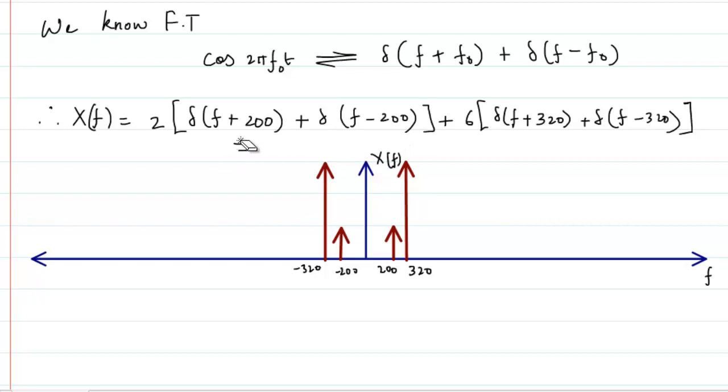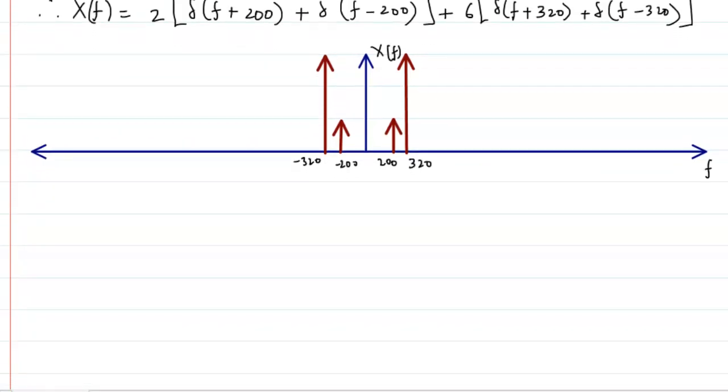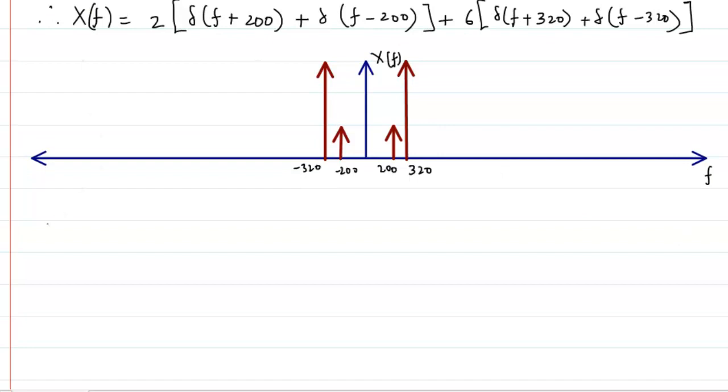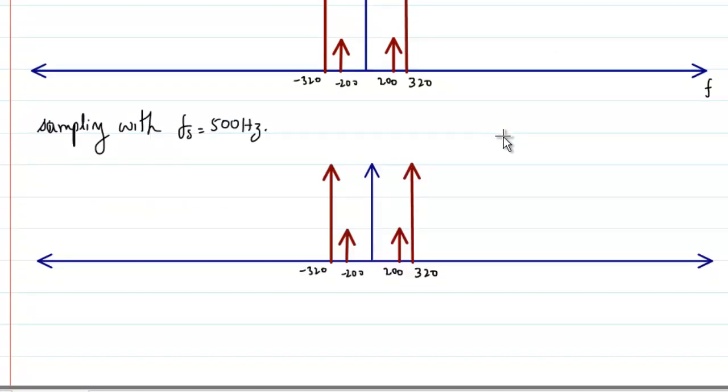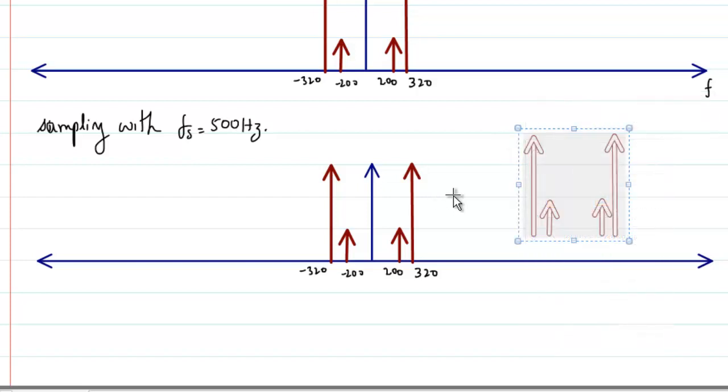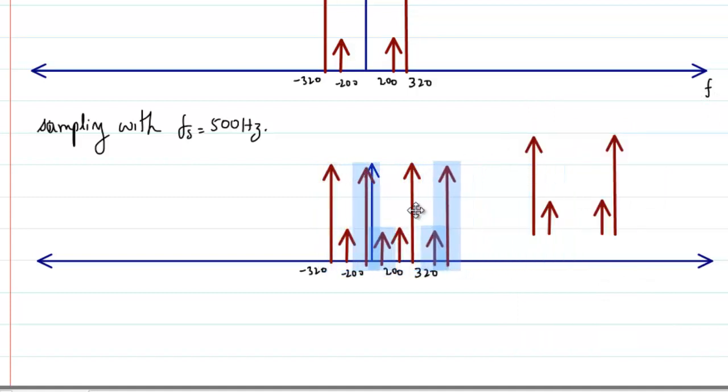Okay, now I am going to basically sample it. So when I do the sampling, what I have to do, I am sampling it with fs equal to 500 hertz. So if I am going to sample it with 500 hertz, then what will happen? So when you sample, I have to create replicas of this same spectrum. So let me create the replica. So I am going to create the replica of the same spectrum. So this is the replica.